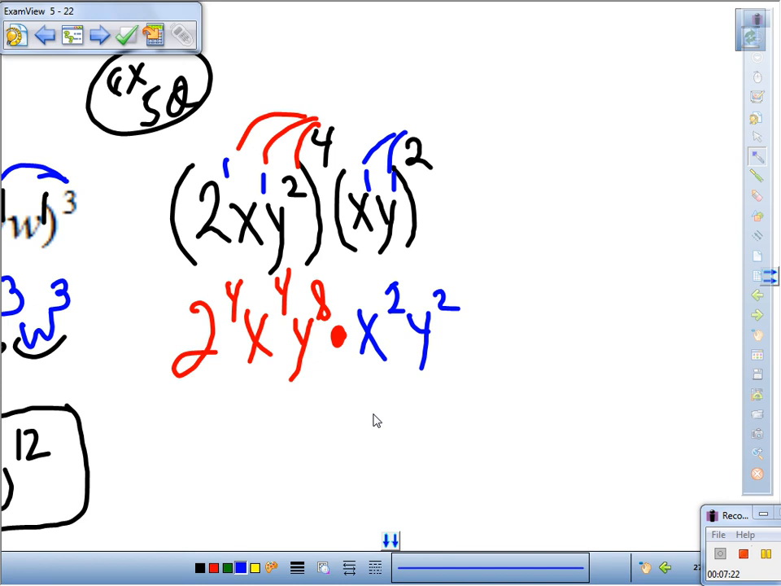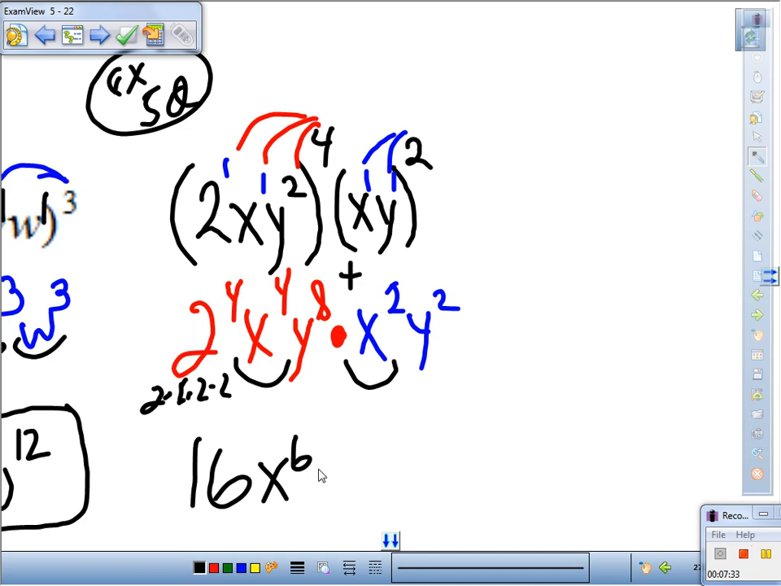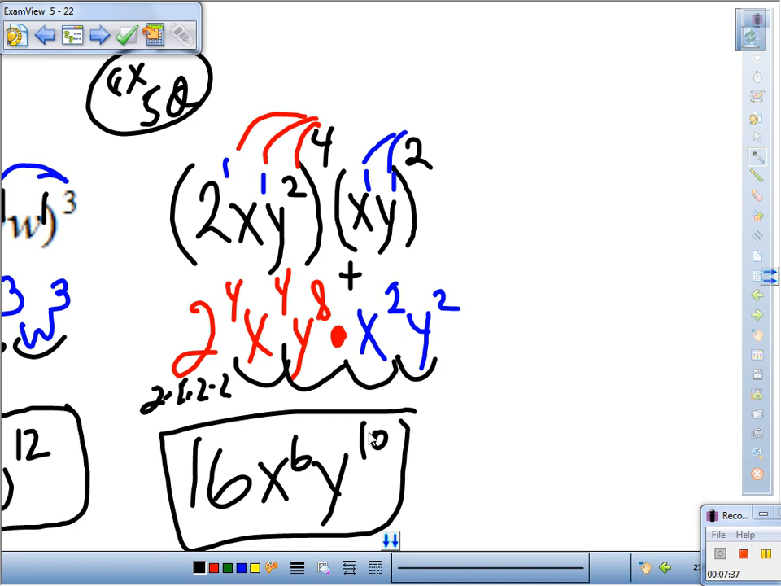Hands if you got it right there. Okay, good. From there, we simplify. What is 2 times 2 times 2 times 2? 16. Same base? Yes. x to the 6th, because we add the exponents. Same base? Yes. y to the 10th. Hands if you got that. Okay, good. Let's move on.